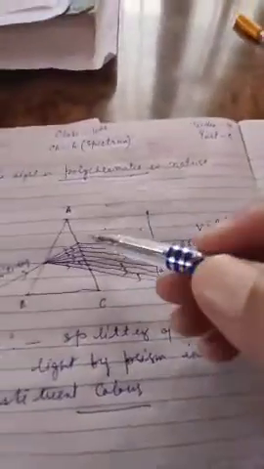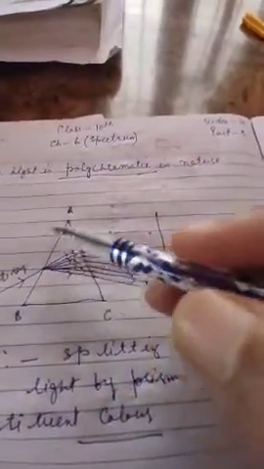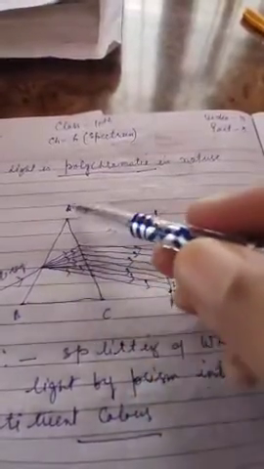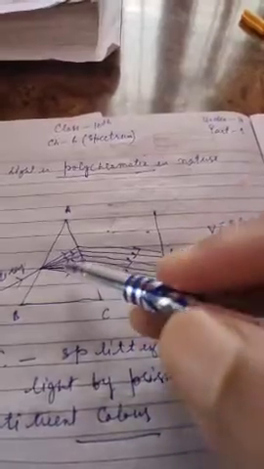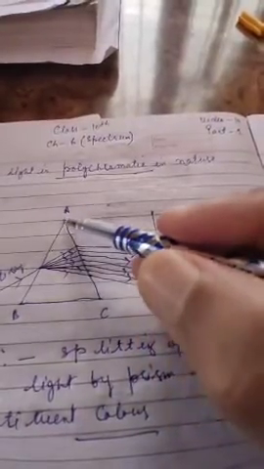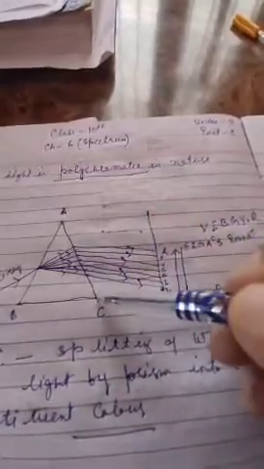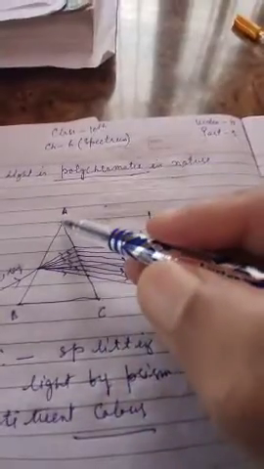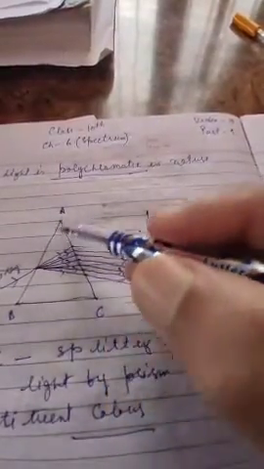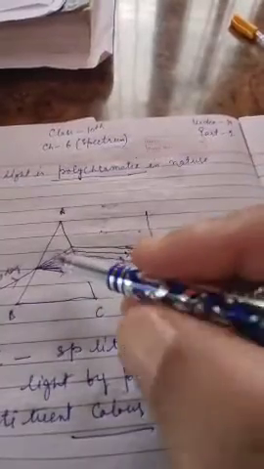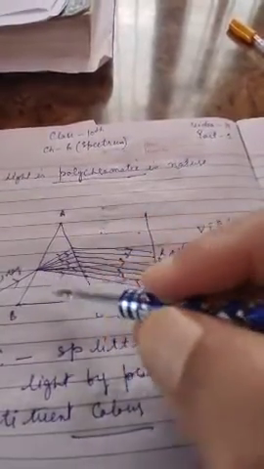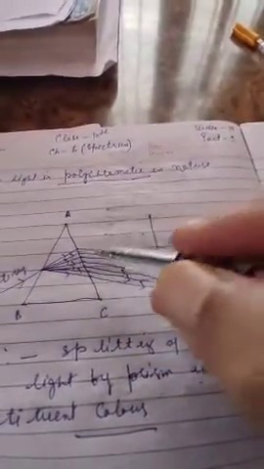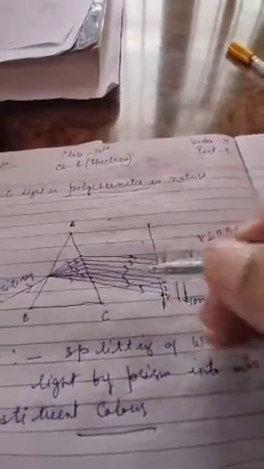Once again, a few things to keep in mind. Dispersion of light occurs only at the first surface of the prism, whereas deviation occurs at both surfaces AB and AC. And the third point: the prism does not produce color, but only splits the various colors present in the light incident on it. So these 3 points you have to keep in mind.